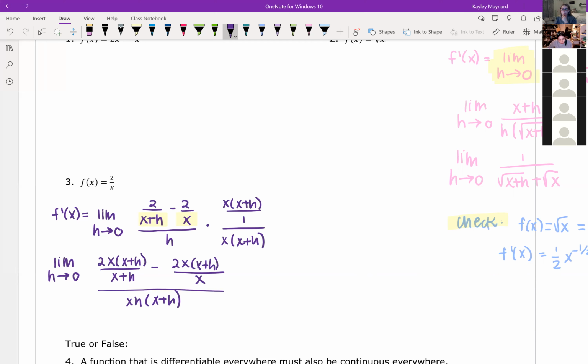Okay, I wrote these steps out so everyone could really see what's going on here and why this works. If you notice here, we're able to cancel that out, and then here we're able to cancel that out. So multiplying by a common denominator will always wipe out the denominators of your fraction because you're able to cancel things out. So this becomes the limit as h approaches 0 of 2x minus 2 times x plus h, all over xh times x plus h.